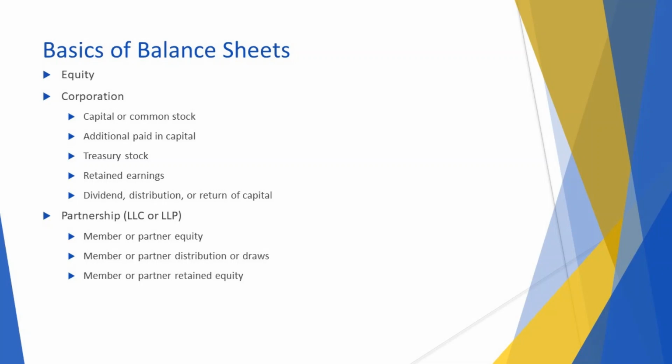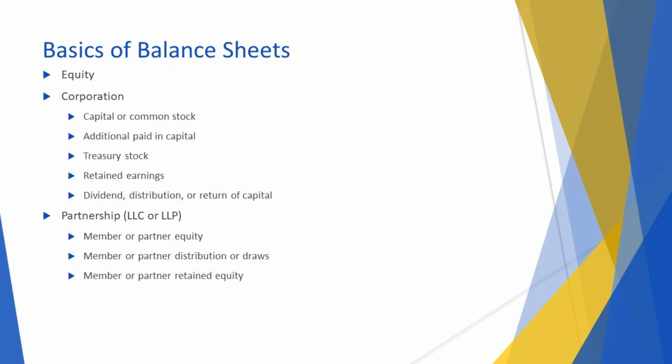In a corporation, you will see capital or common stock, additional paid-in capital, treasury stock, retained earnings, and dividends, distributions, or return of capital, depending on how it's titled. In an S corporation, all three mean the same thing, unless you were previously a C corporation and are taking dividends, and we aren't going to talk about that today.